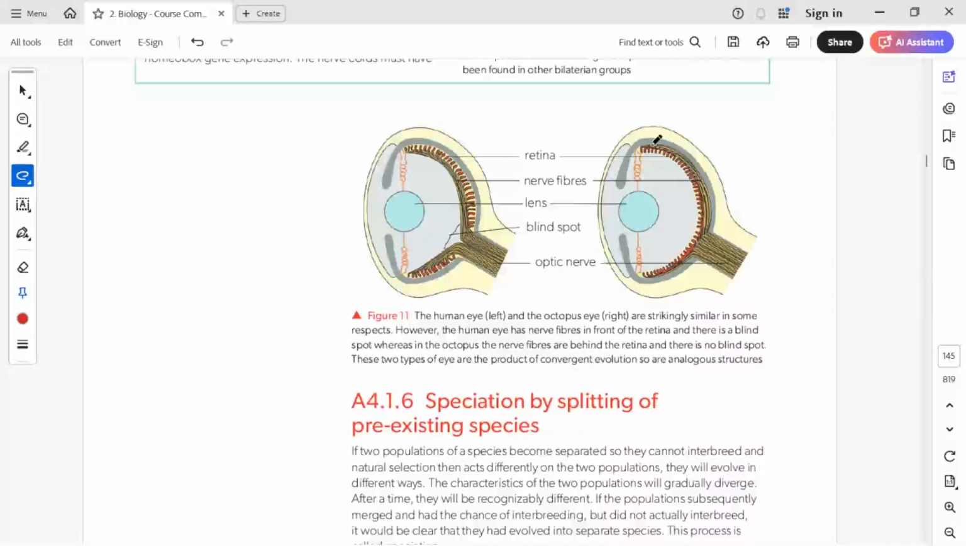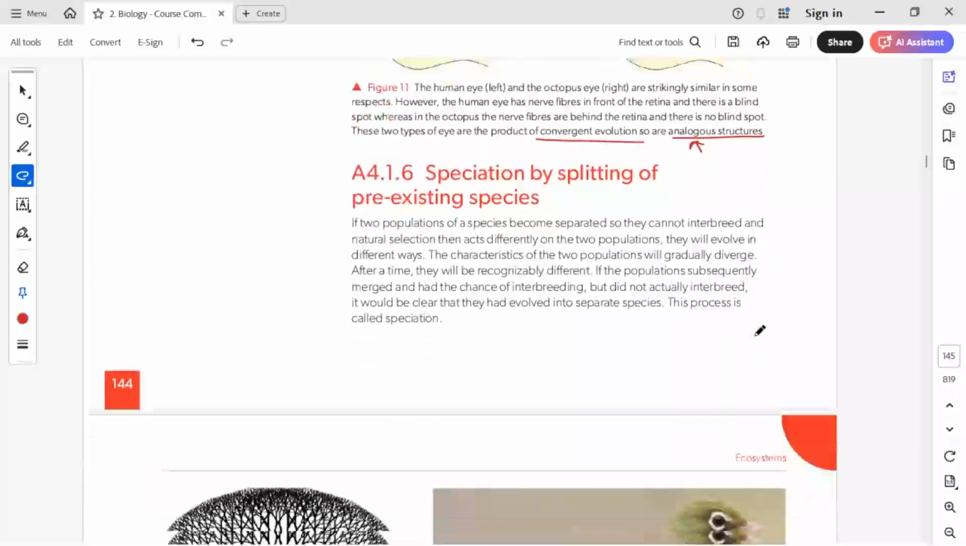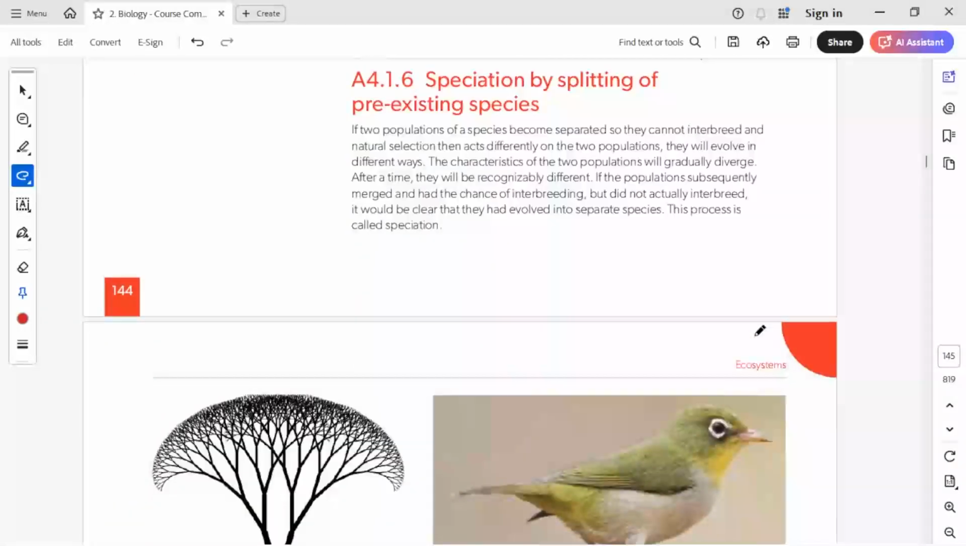They are very much similar, but still there are a lot of differences between them. So, what does this signify? These two types of eye are the product of convergent evolution. So, they are analogous structures. They actually have similar function, but their structures are different. That is why we can say they are analogous structures. They both are doing the same function, but their structures are different.